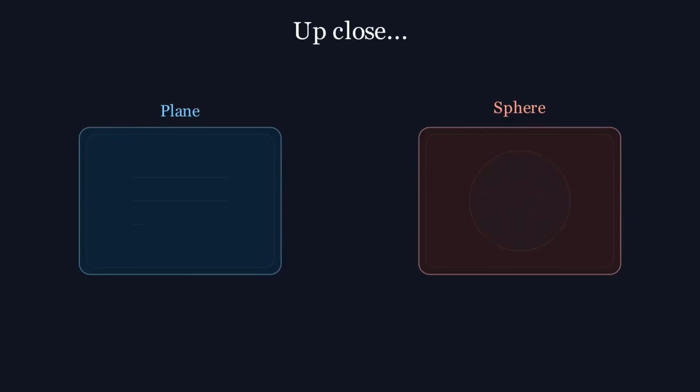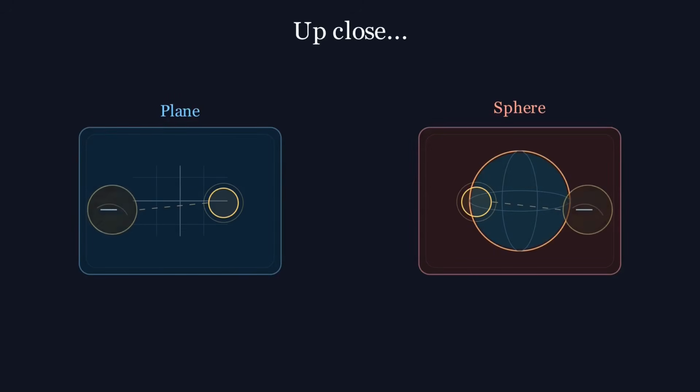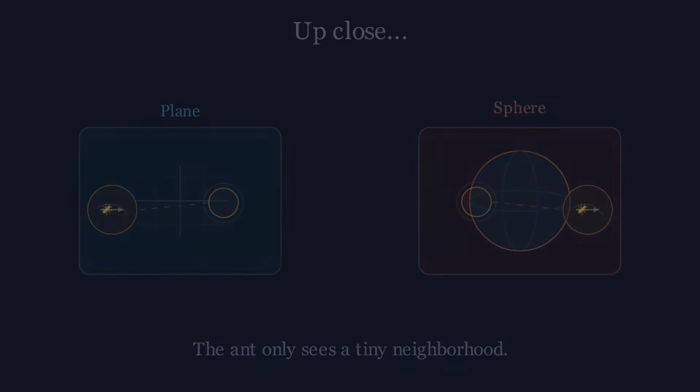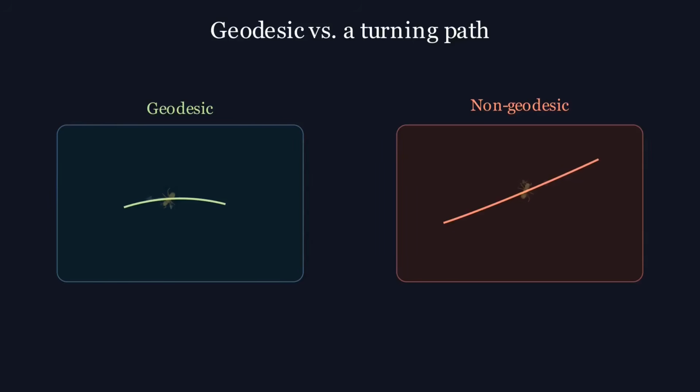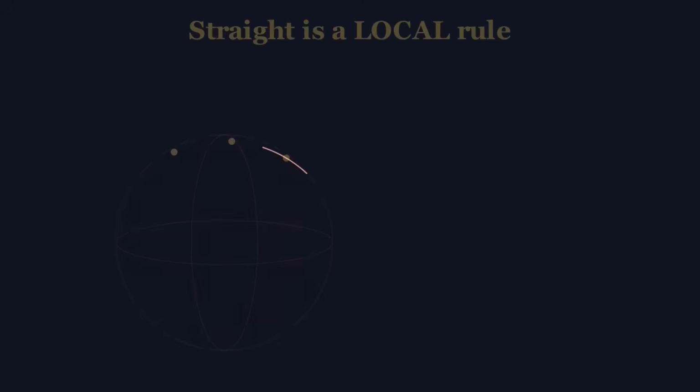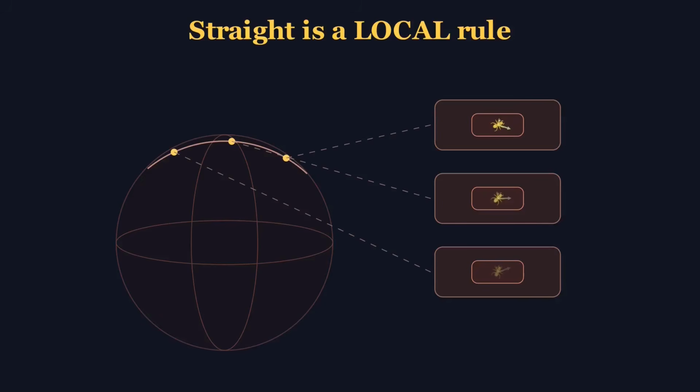Up close, both worlds look flat. The ant cannot tell the difference between a tiny patch of plane and a tiny patch of sphere just by looking at its immediate neighborhood. When the ant walks along a truly straight path, its own forward arrow does not twist or turn relative to the surface beneath its feet. Locally straight means no turning in your own frame, but on a wrong path, the ant feels itself bending left or right.